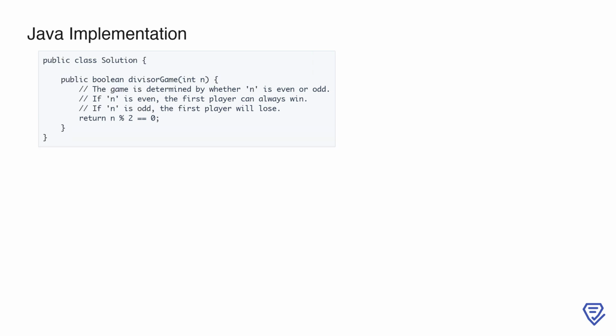This is the Java implementation of LeetCode problem number 1025, Divisor Game. The logic mirrors the Python solution, determining the winner based on whether the input number n is even or odd. In Java, we use the same modulo operation for this purpose, and the class structure is standard for LeetCode submissions. The method divisorGame is implemented as a public boolean function, matching the return type expected in Java.